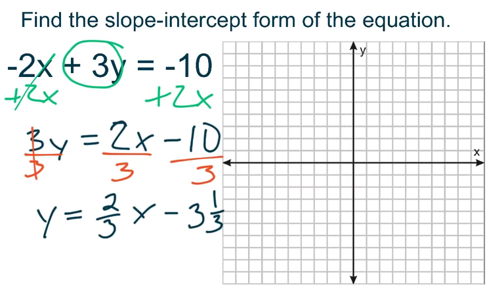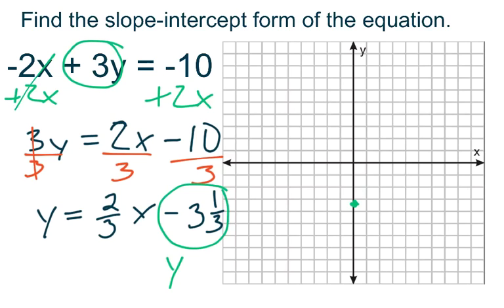So how do we actually graph this if we were going to? Well, this last value right here is going to be our y value. That's our y-intercept. So that is going to be placed at negative 3 1/3. Put a dot down there, just past that negative 3 line.